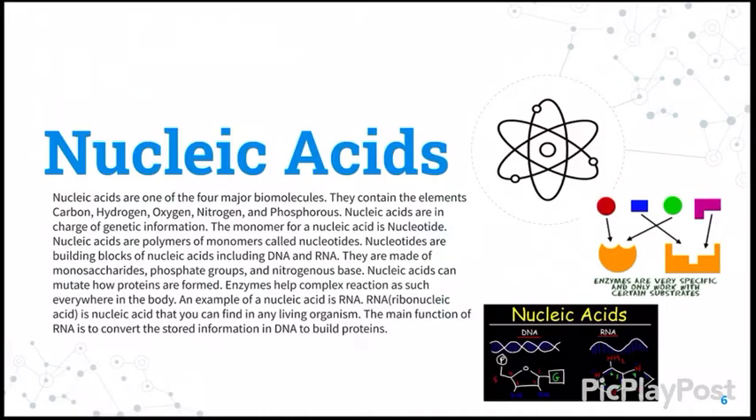Nucleic acids can mutate how proteins are formed. Enzymes help complex reactions happen everywhere in the body. An example of a nucleic acid is RNA. RNA is a nucleic acid that you can find in any living organism. The main function of RNA is to convert the stored information in DNA to build proteins.